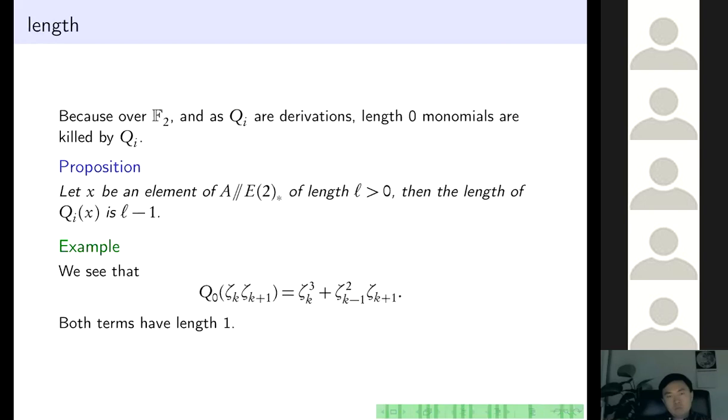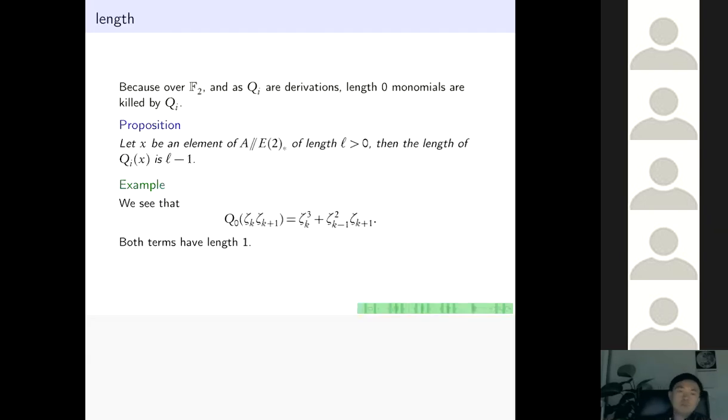Here's an example to indicate what I mean. Q naught of zeta k plus 1: you apply the Leibniz rule, and you get zeta k cubed plus zeta k minus 1 squared zeta k plus 1. Both of these terms have length 1. In the case of zeta k cubed, 3 is odd, so that has length 1. In the case of zeta k minus 1 squared zeta k plus 1, the only odd exponent is for zeta k plus 1, so that also has length 1. So Q naught of a length 2 element is a sum of length 1 monomials, and so we say that it drops the length by 1.